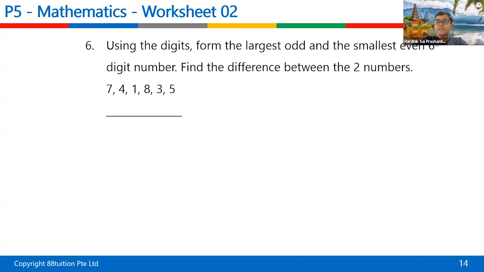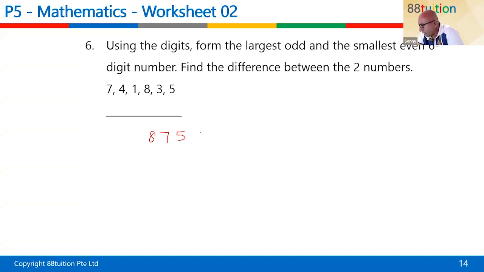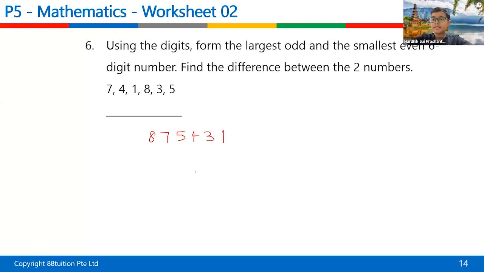875431. Okay, but if you read the question, they're asking for the difference, right? Between the largest odd and the smallest even number, right? Yeah. So first and foremost, you've got to find the largest odd number. So you're going to start with largest, right? So 8, 7, 5, 4, 3, 1. Odd number, right? Is this the largest? Did you get this? Yes.